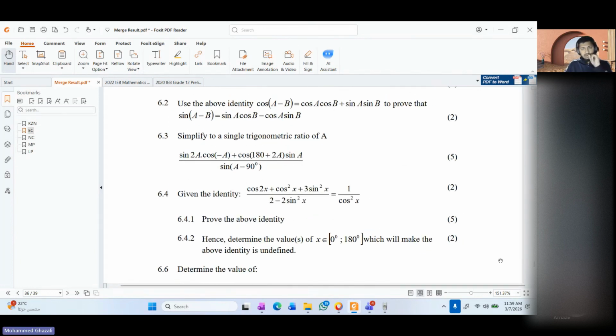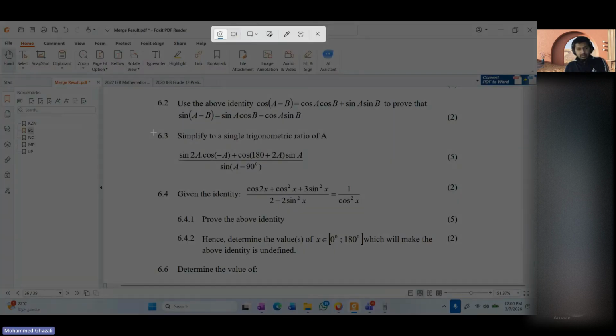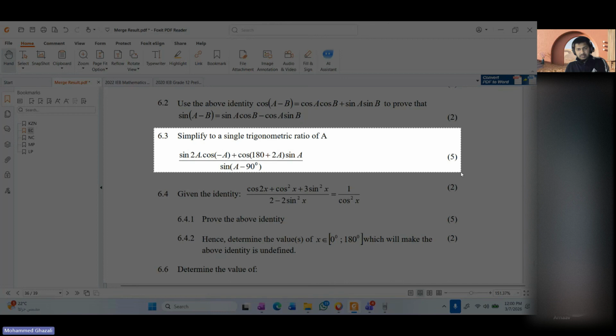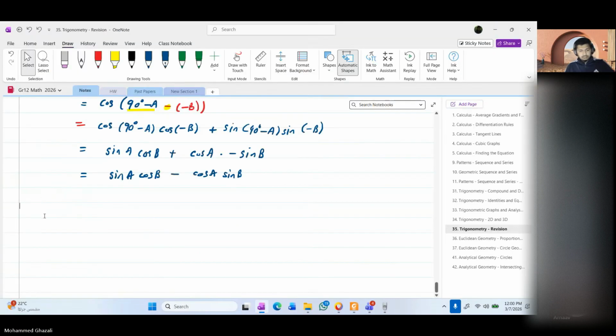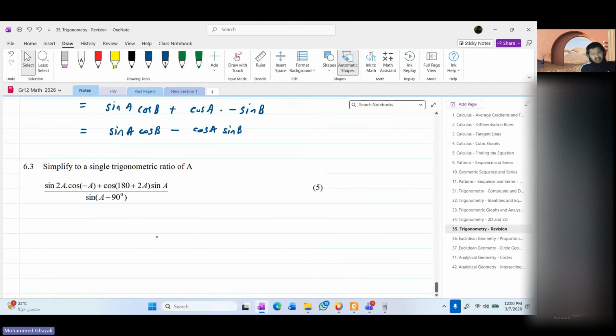Simplifies to a single trigonometric ratio. And this problem is nice because it's got a double angle there. I hope it works out. Let's see. Right, so we have sine 2a. Should we simplify sine 2a? Yeah. That's going to give us 2 sine a cos a.